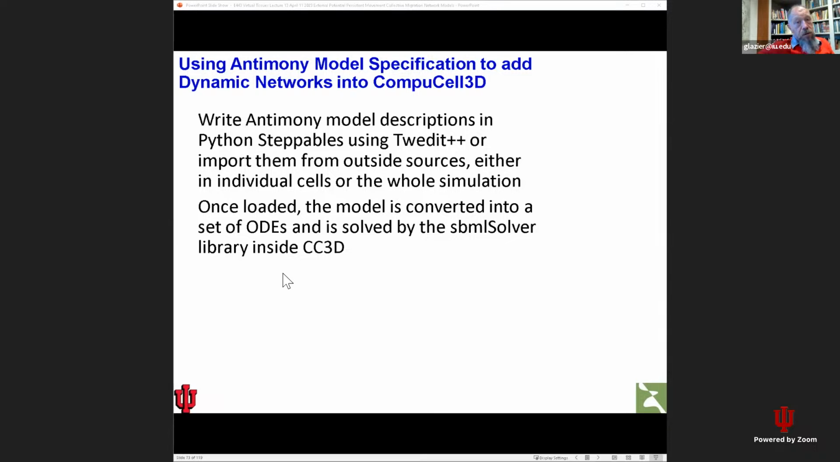We can specify our networks using other languages as well. There's a language called MaBoSS that's directed primarily at stochastic Boolean networks used to describe gene regulatory networks. There are also direct SBML solvers, and there's a language called CellML, which is another network specification language. And so you'll see in Twedit, everything is under the name SBML, Systems Biology Markup Language, because that was supported by CompuCell before Antimony.